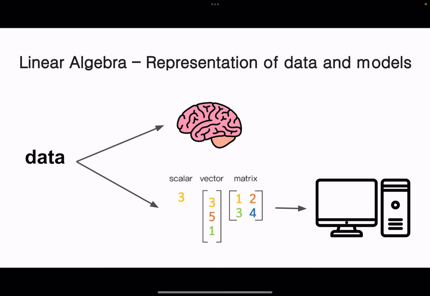Additionally, when data is expressed as a mathematical matrix, we can apply the concepts of linear algebra in the process of finding the optimal model to solve our problem. Therefore, expressing data in the form of an array can be said to be an efficient method both in theory and in actual implementation.